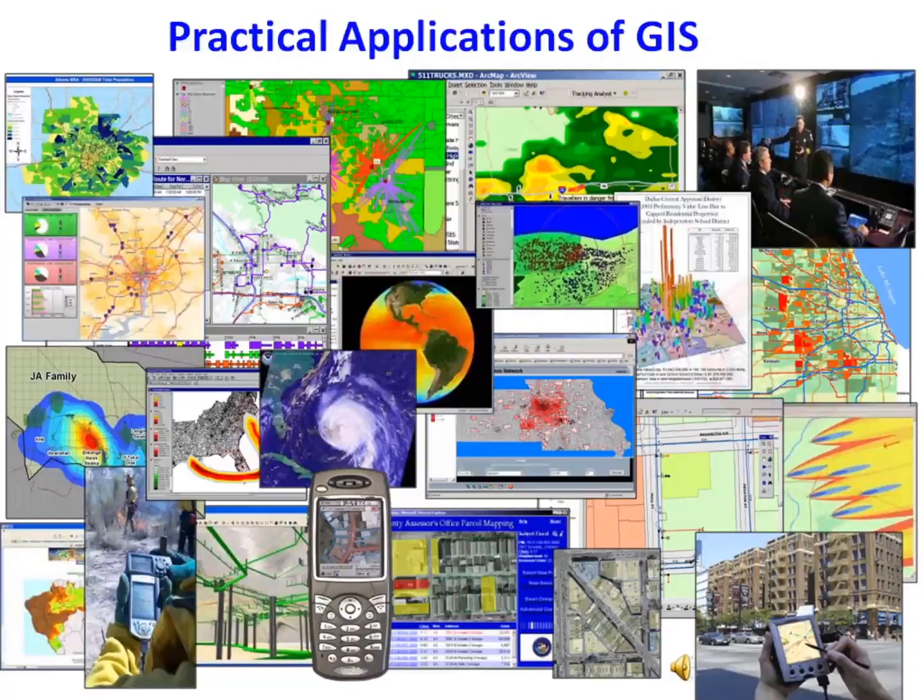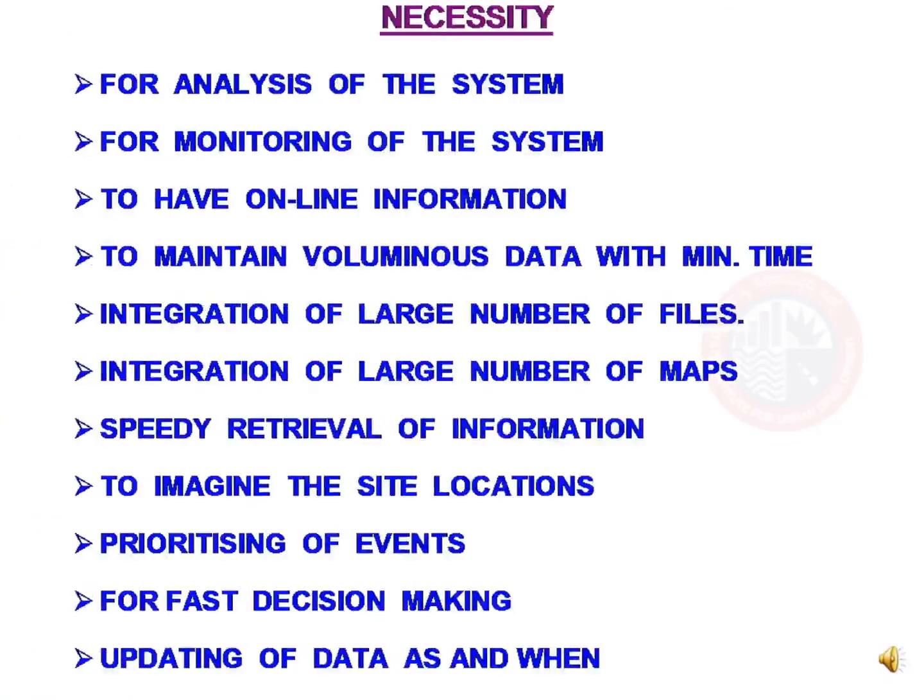Practical application of GIS. Before going to this chapter, we have to understand the necessity of GIS. It is necessary for analysis of the system, monitoring of the system, having online information to maintain voluminous data with minimum time, integration of a large number of files and maps, speedy retrieval of information, to imagine the site conditions, prioritizing the events for fast decision making, and updating of data as and when needed.